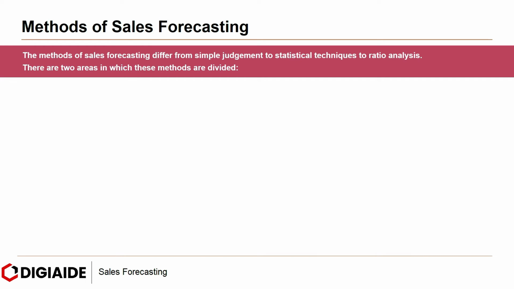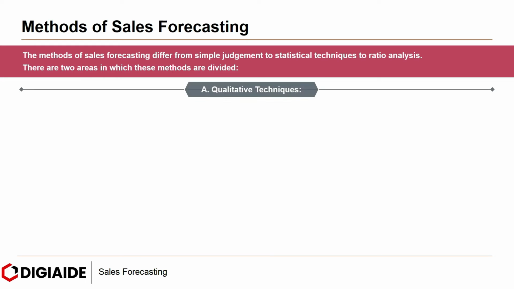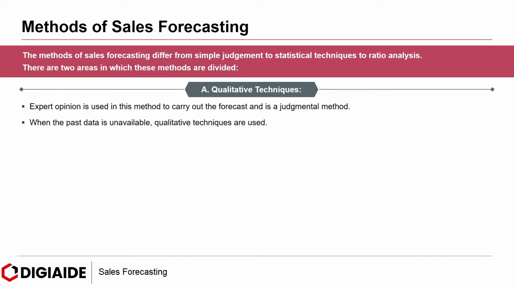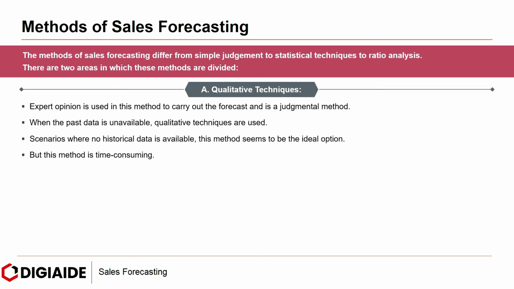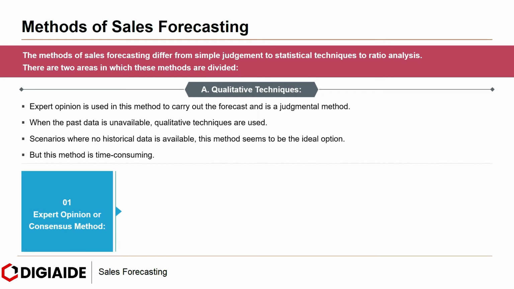There are two areas in which these methods can be split: A. Qualitative techniques and B. Quantitative techniques. Let's look at qualitative techniques in detail. Expert opinion is used in this method to carry out the forecast, and it is a judgmental method. When the past data is unavailable, qualitative techniques are used. In scenarios where no historical data is available, this method seems to be the ideal option, but this method can be time consuming. Some of the qualitative techniques are: first, expert opinion or consensus method.